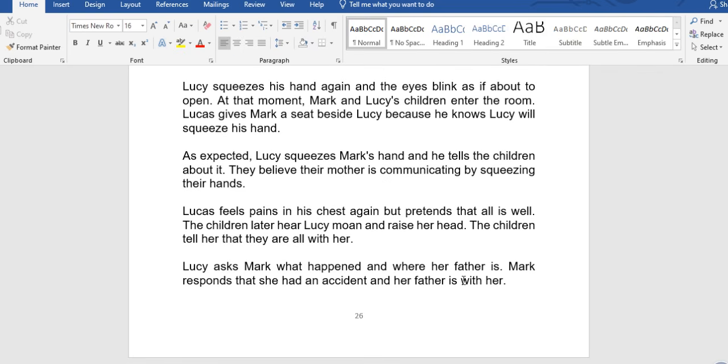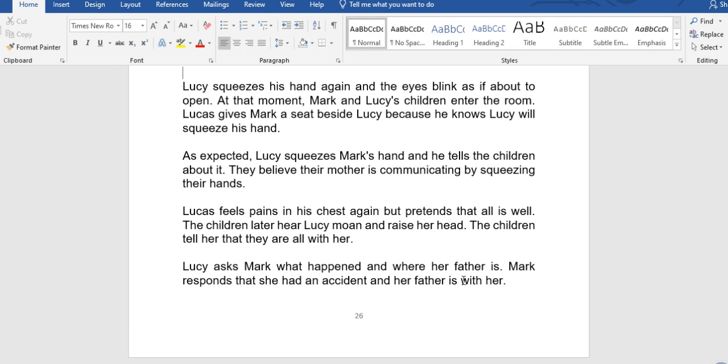Lucy squeezes Lucas' hand again and the eyes blink as if about to open. At that moment, Mark and Lucy's children enter the room. Lucas gives Mark a seat beside Lucy because he knows Lucy will squeeze his hand. As expected, Lucy squeezes Mark's hand and he tells the children about it.